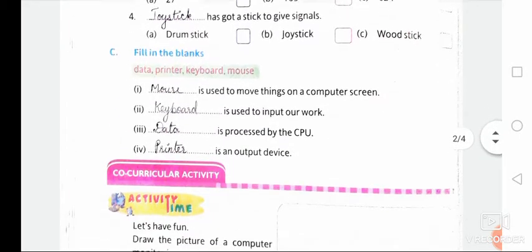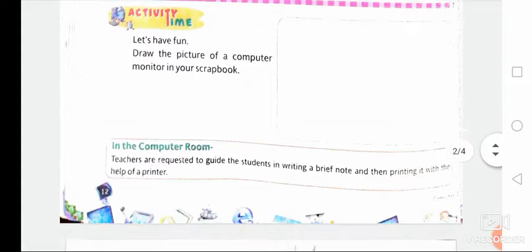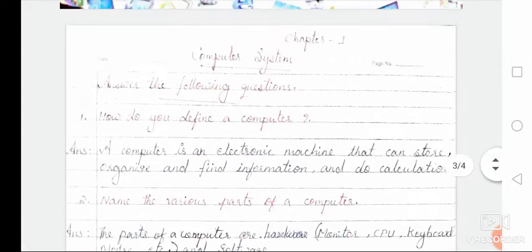Next one is fill in the blanks. First one, mouse is used to move things on a computer screen. Second one, keyboard is used to input our work. Third, data is processed by the CPU. And fourth one, printer is an output device. Now let's check the answers in the following session.